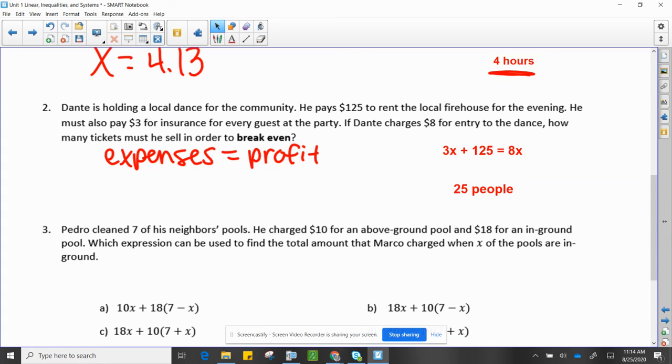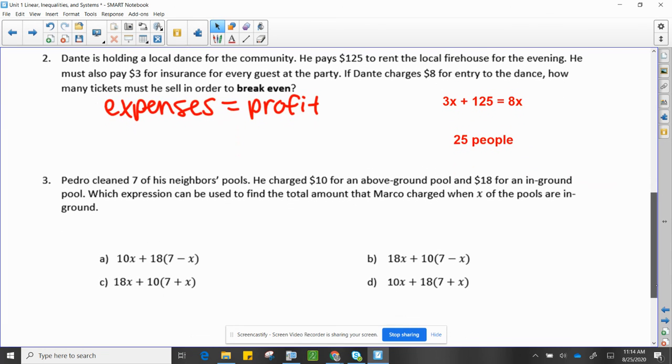So the more people come, the more money he makes. If less than 25 people come, then he's not going to make any money. He's going to lose money.